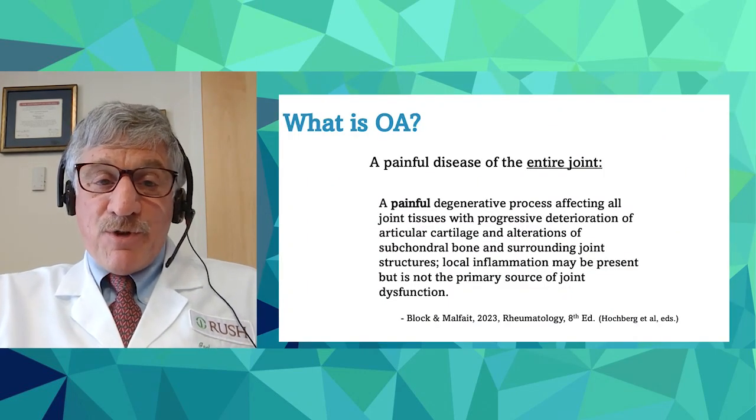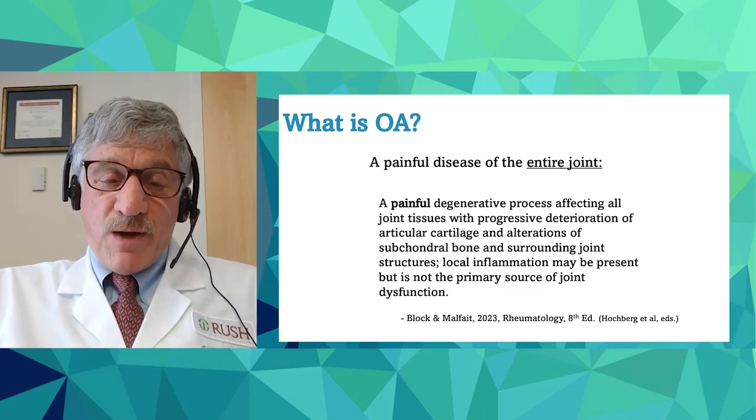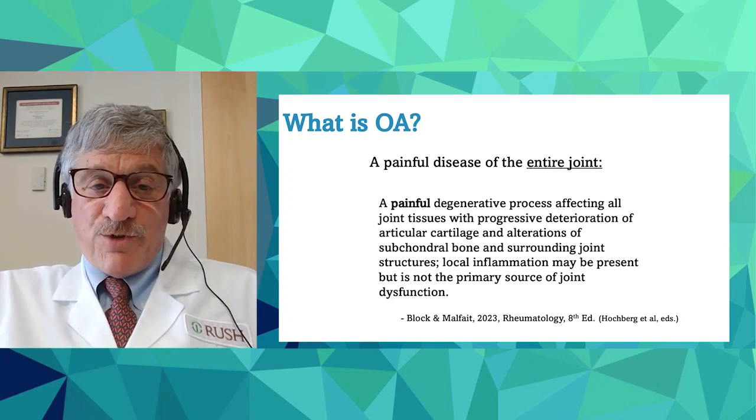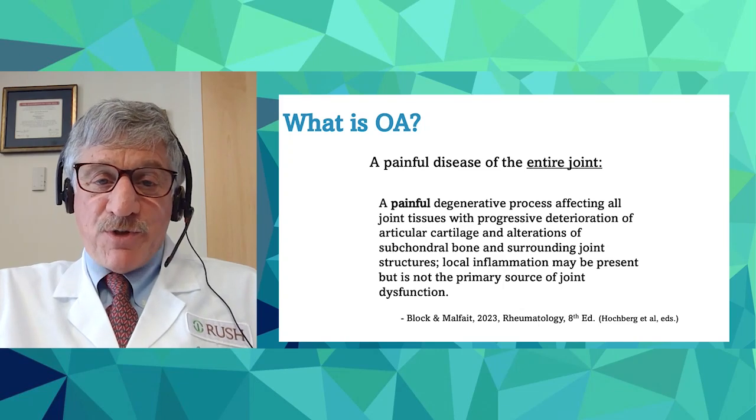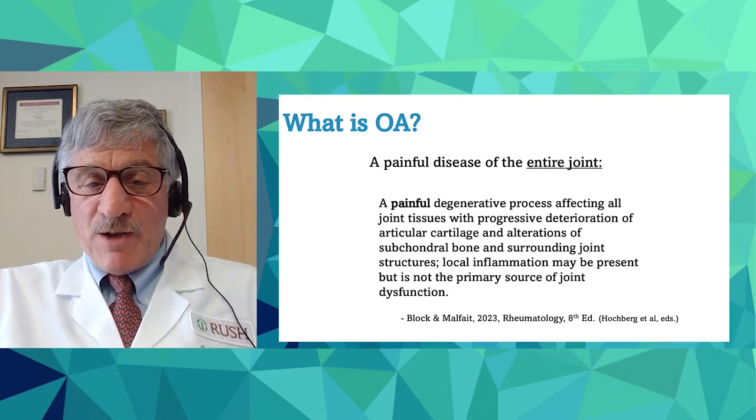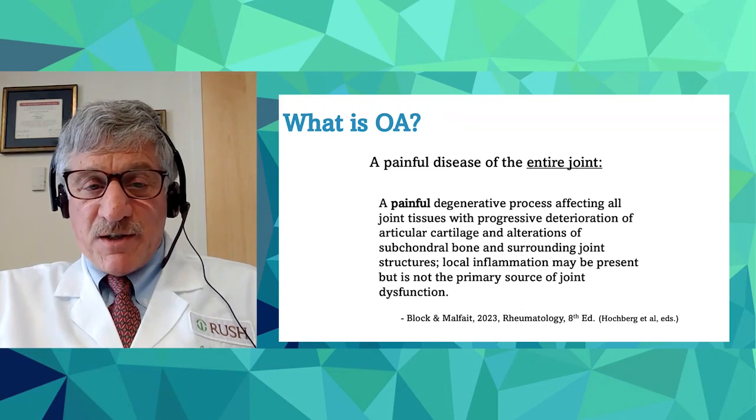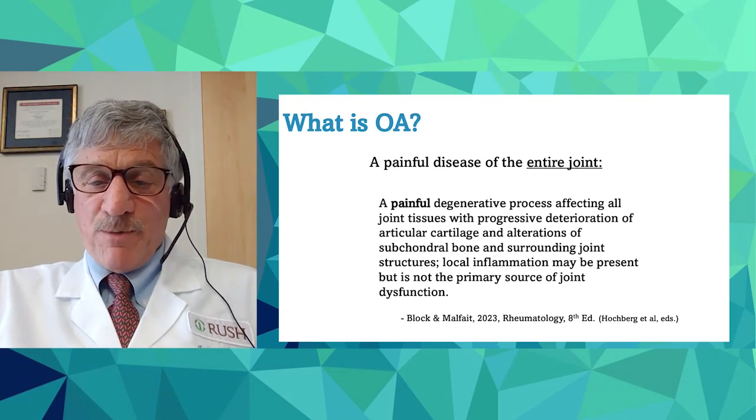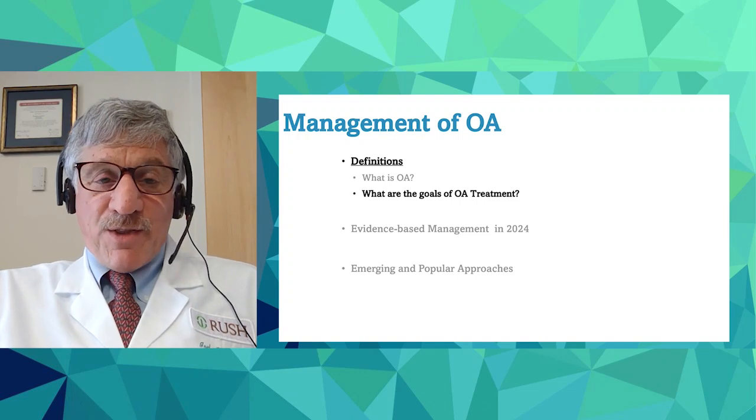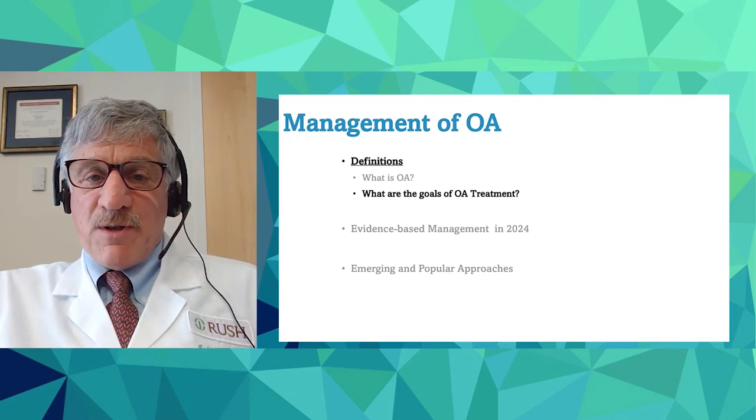So, by definition, what is OA? Well, it's a very painful degenerative process that affects all the joint tissues, not just the cartilage, not just the bone, with progressive deterioration of all of the tissues. Now, local inflammation is almost always present at times, but it is not thought to be the primary source of the joint dysfunction. Having said that, what are the goals of OA treatment today?